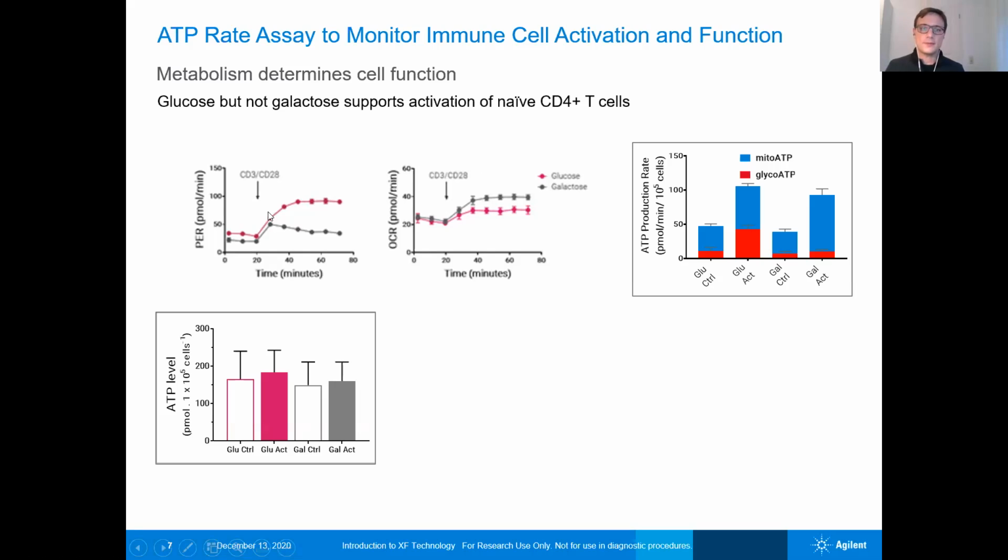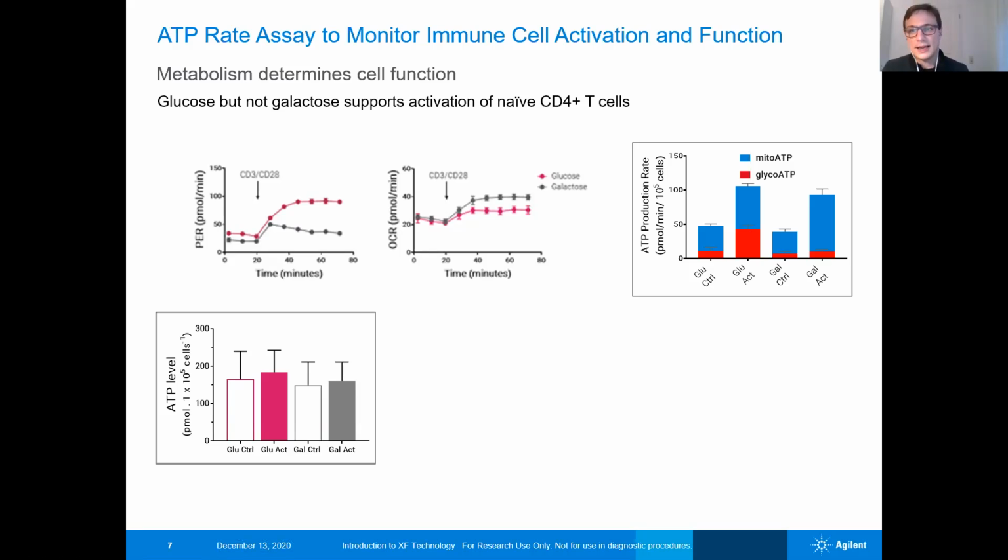And when you activate these T cells and you measure that in real time with the Seahorse, a significant key event of effector T cell activation is a glycolytic switch where the cells increase their glycolysis. And this is exactly what you can see here on the upper left figure. So we see here the PER as a measure for glycolysis. And when you have the cells, as in the red group, on glucose, you see there's a nice sudden increase in glycolysis as soon as you activate T cells.